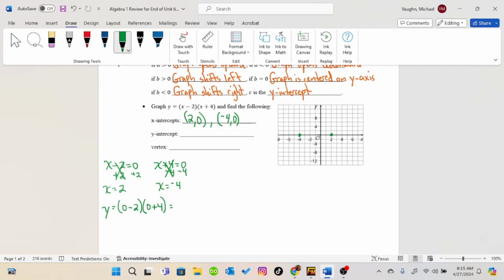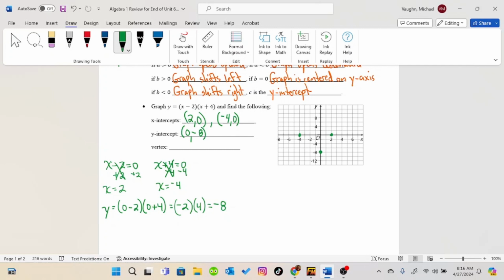Zero minus 2 is negative 2. 0 plus 4 is positive 4. And negative 2 times 4 is negative 8. That means we have a y-intercept at 0, negative 8. And we can plot that point.